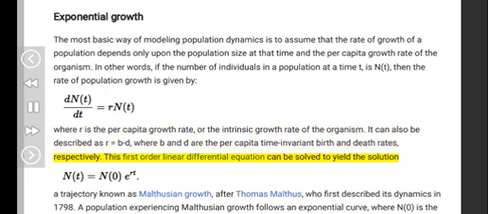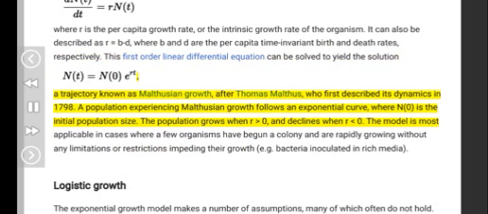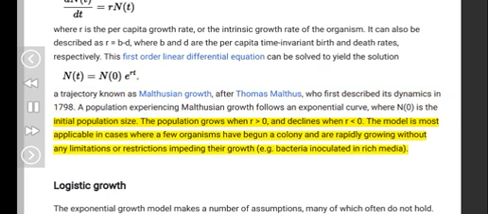This first-order linear differential equation can be solved to yield the solution n(t) = n0 e^(rt), a trajectory known as Malthusian growth, after Thomas Malthus, who first described its dynamics in 1798. A population experiencing Malthusian growth follows an exponential curve, where n0 is the initial population size. The population grows when r is greater than 0, and declines when r is less than 0. The model is most applicable in cases where a few organisms have begun a colony and are rapidly growing without any limitations or restrictions impeding their growth, e.g. bacteria inoculated in rich media.